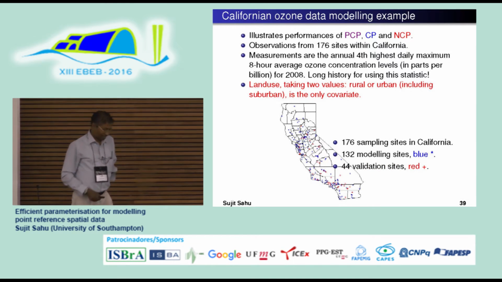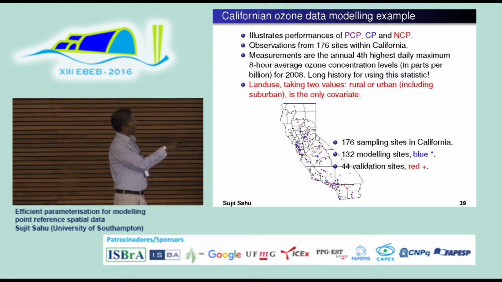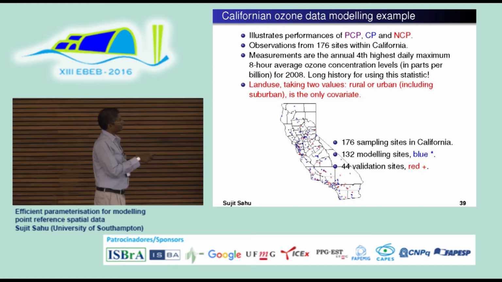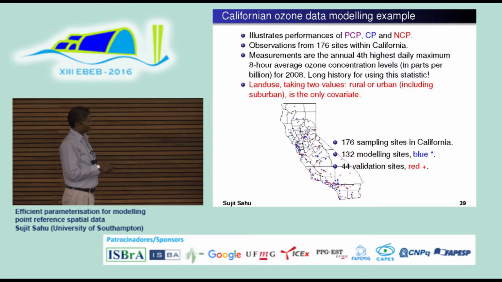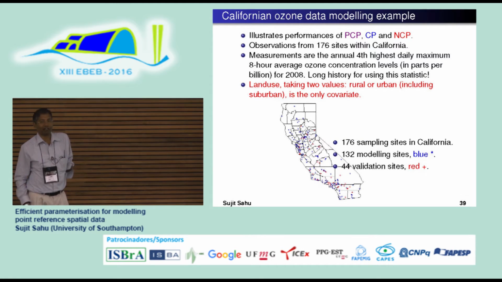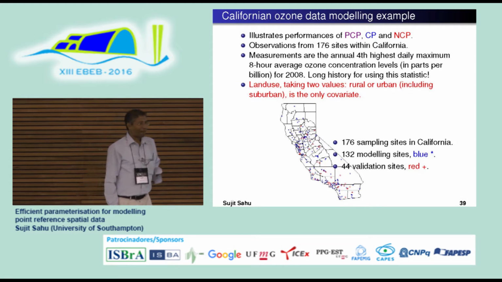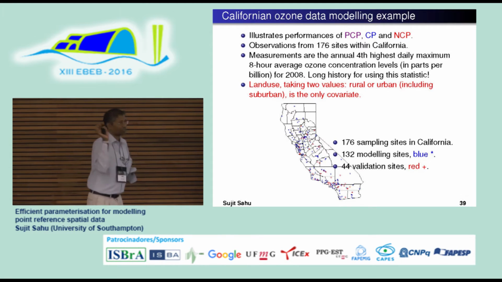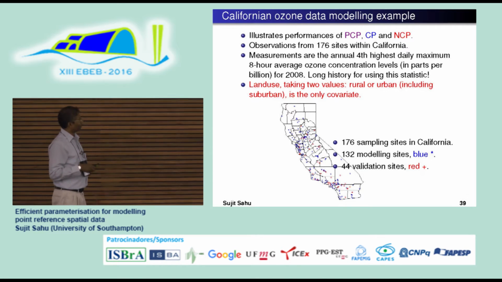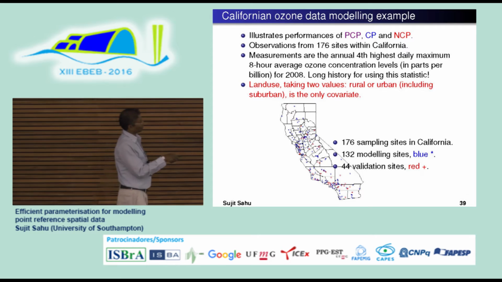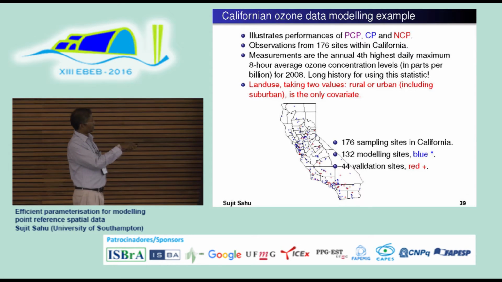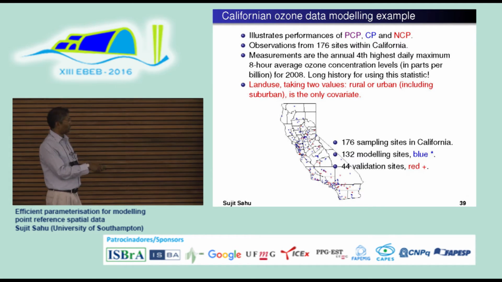So this is my practical example, to illustrate the performance of PCP, CP and NCP, with observations from 176 sites within California. This is, believe it or not, a cartoon map of California, and these are the sampling locations. The measurements are the annual fourth highest daily maximum 8-hour average. You must be saying I'm doing statistics, but there is a long history of using these statistics from the US Environmental Protection Agency. I'm not going into a lot more detail there. One covariate is land use, taking two values, rural or urban including suburban, and it is the only covariate. So you see 176 sampling sites in California. We use 132 for modeling, the blues, and 44 for validation, the reds.